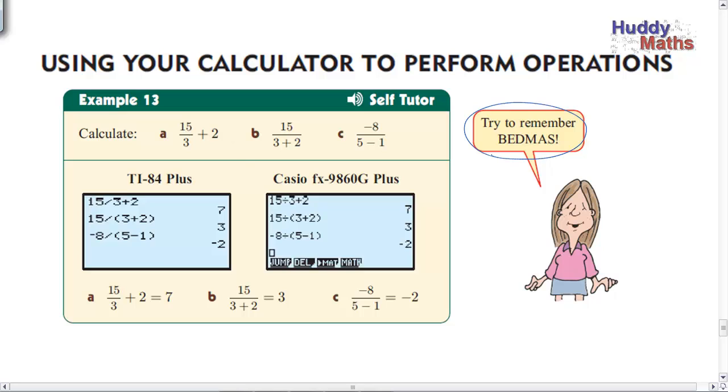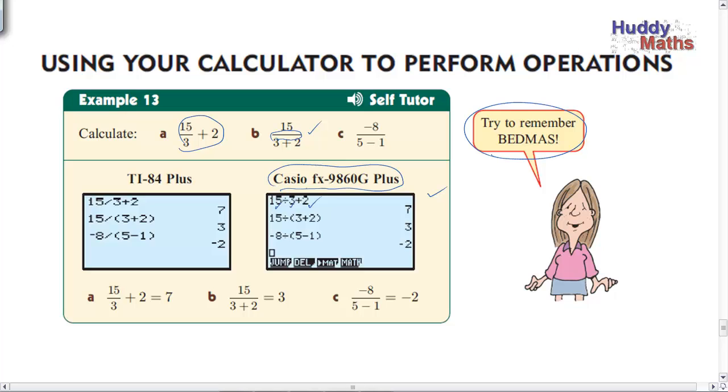Okay, so let's have a look at this problem. 15 divided by 3 plus 2. I'll go through the Casio because I'm using that in these presentations. So, 15 division sign by 3 plus 2. Okay, so it's just working left to right as we go there. This one is a bit more problematic because you're doing a division. That's got to be done before that addition down the bottom there.